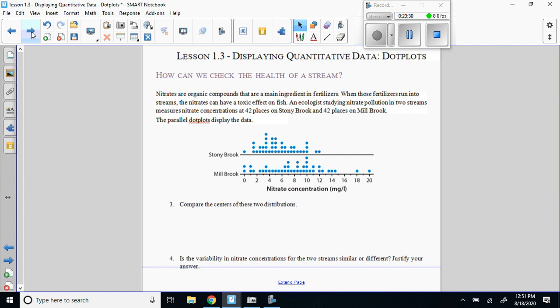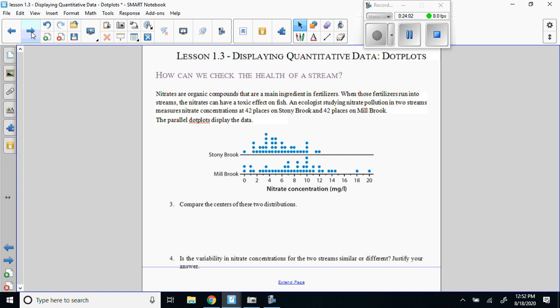And then compare the centers of the two distributions, right? Where you think the center is. And then is the variability in the nitrate concentration for the two streams similar or different? Justify your answer. We've answered number 4, have we not? Yes, there's 2 pages to this. So we've answered number 4 already. We've talked about it, right? So you should be okay.